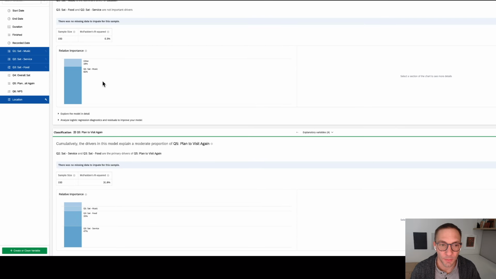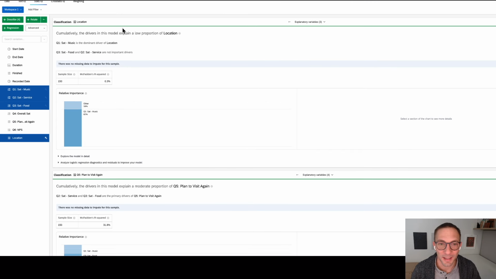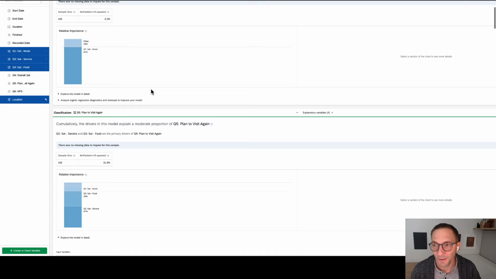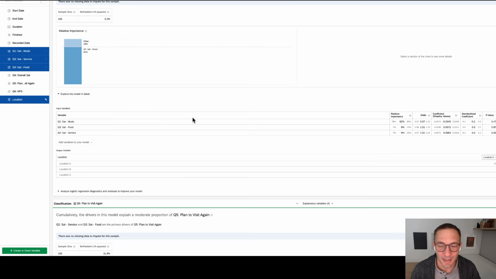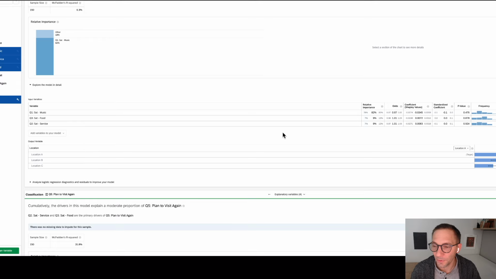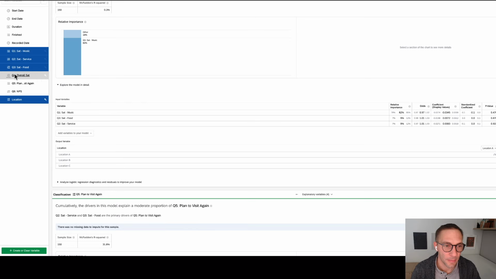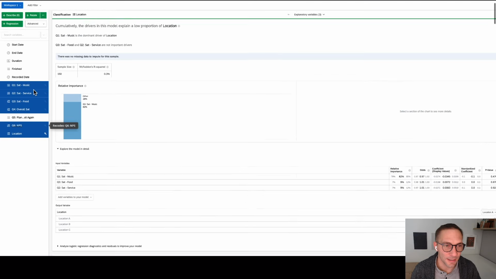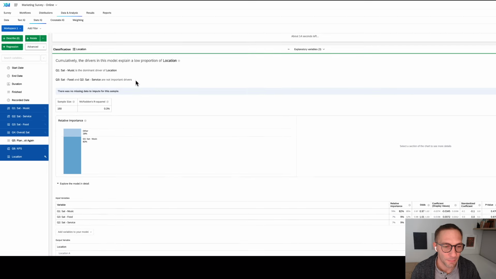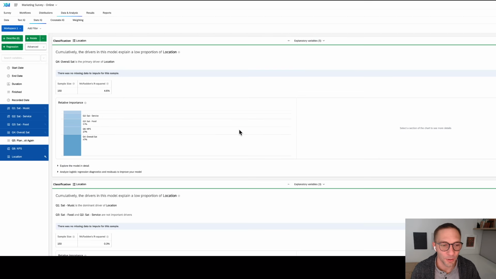And here I see, oh, music seems to be, so now what we're trying to do is say, okay, can we predict location? Can we predict which location they were at based on their satisfaction with these items? And we see there's not a whole lot going on here. They explain a low proportion of location. Let's dive into this and see what's going on. We're not seeing any significant p-values. Let me include all of these and see if that makes any difference. So I'm going to include all of the numbers.